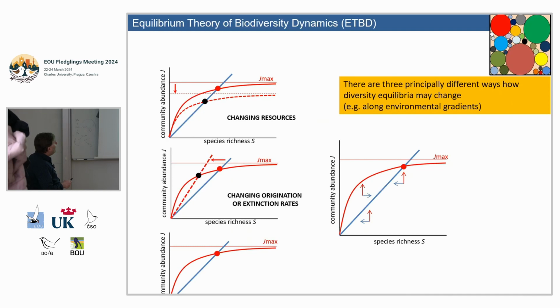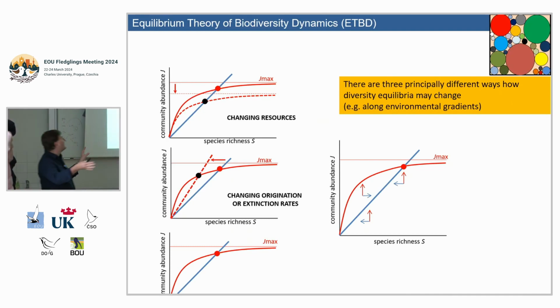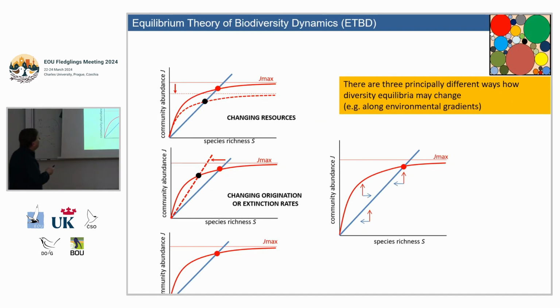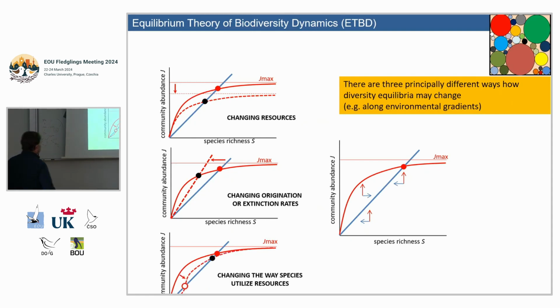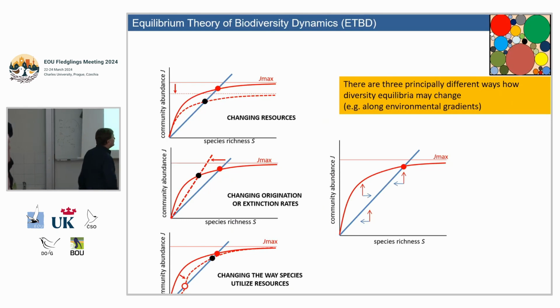The other option, how the equilibrium diversity can change, is due to the changing origination or extinction rate, which changes the slope of this line. And you can see that in such a case, species richness would not be proportional to community abundance. And the third option is that, as I mentioned, if you have different sets of species which utilize resources differently, you can have different curves relating community abundance to species richness. You can have different equilibria and even some unstable equilibria.